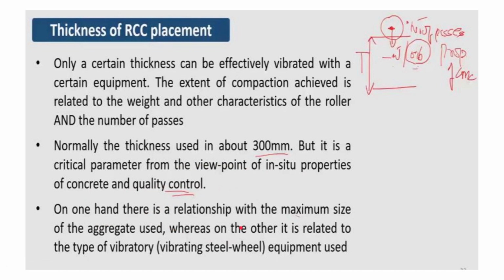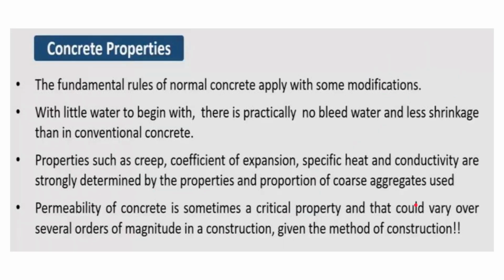On one hand, there is a relationship with the maximum size of the aggregate used, whereas on the other it is related to the type of vibratory steel wheel equipment used. So the thickness and the compaction are not only related to weight but also to the number of passes, and also may depend on the maximum size of aggregate and other prior criteria.